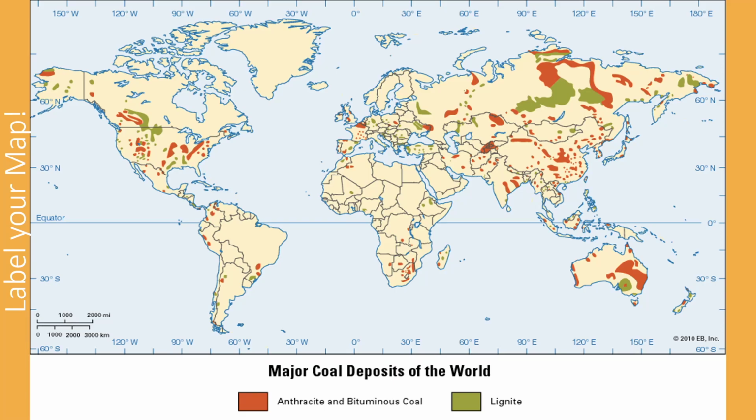I would pause the video right now and label your map a little bit, figure out how you want to do it. But you can see we have a lot of sources of coal in the United States, huge sources in Russia, throughout Asia, a little bit in Europe, very little in South America, almost nothing in Africa, a good source in Australia. Notice there's some good coal in northern Alaska. These are all the sources that you're going to find coal.